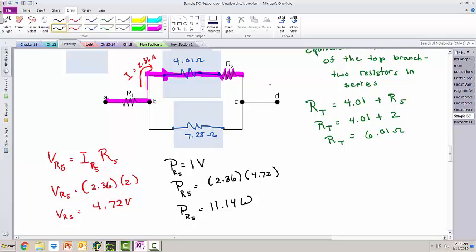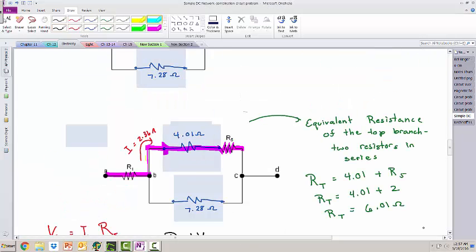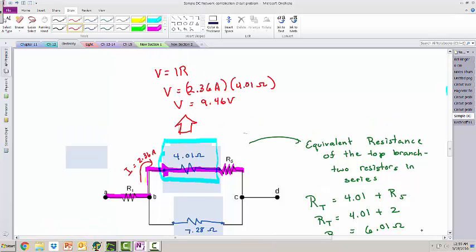So I know 2.36 amps are marching through those two resistors, which means for R5, the voltage drop is 2.36 amps times 2 ohms, or 4.72 volts. The power is IV, so the power is 2.36 amps times 4.72 volts, which gives us a power rating of 11.14 watts. I'm going to fill in my chart up above. Next, I'm going to find the voltage drop across this equivalent resistance here, because I know what the current is and I know the resistance. So I'm going to use that information to find the voltage drop across that. So that tells me that the voltage drop across this 4.01 equivalent resistance is 9.46 volts.